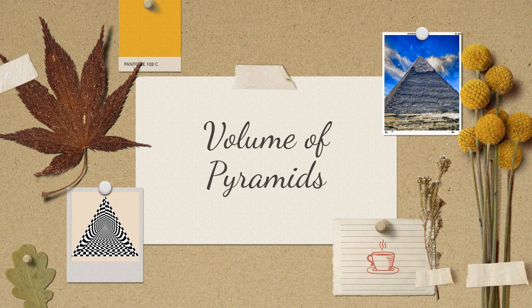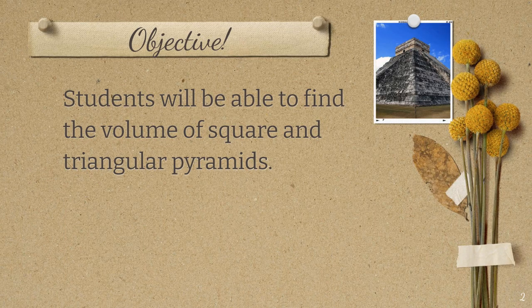Today, we will be talking about finding the volume of pyramids. Our objective for today is that students will be able to find the volume of both square and triangular pyramids. Remember that a square pyramid has a square base, and then it has the triangle sides. And then a triangular pyramid has a triangle base, and then it has still triangle sides. And we're going to act like those pictures are better than what they are.